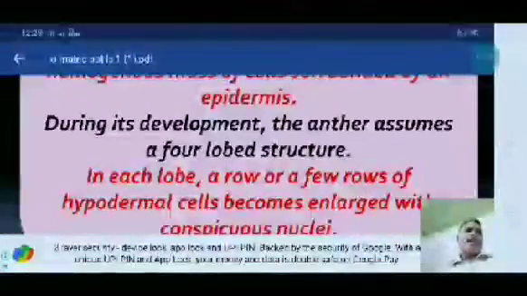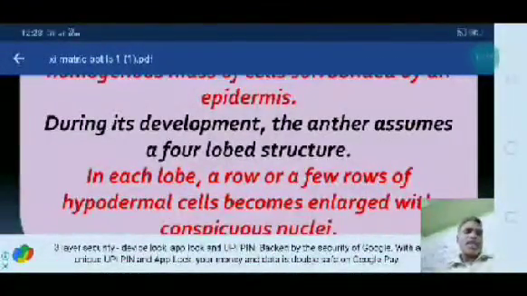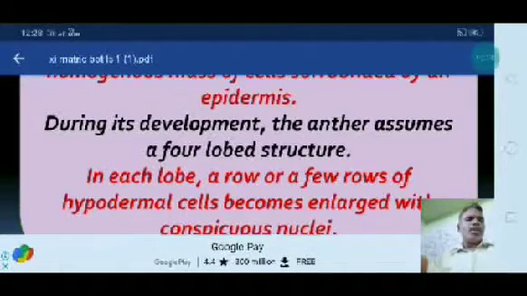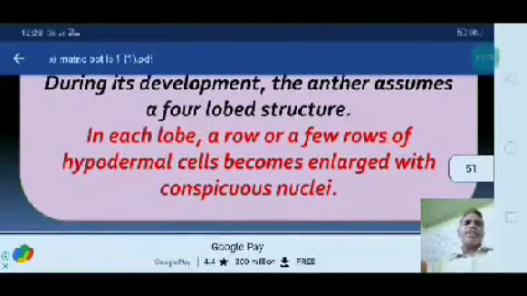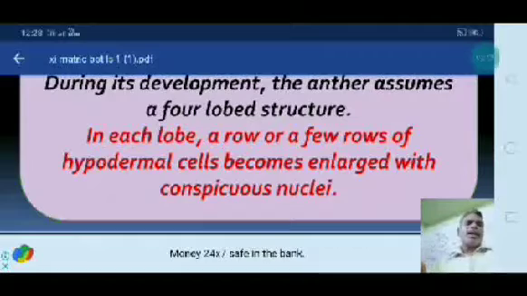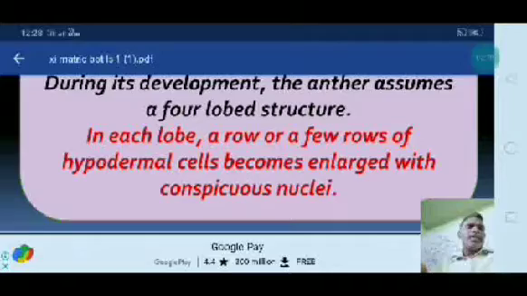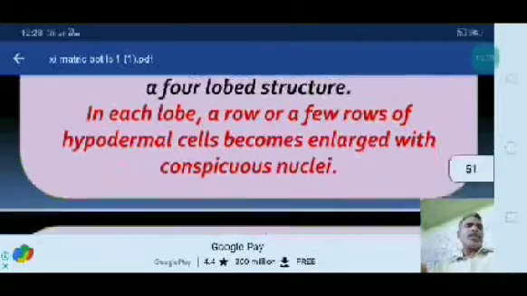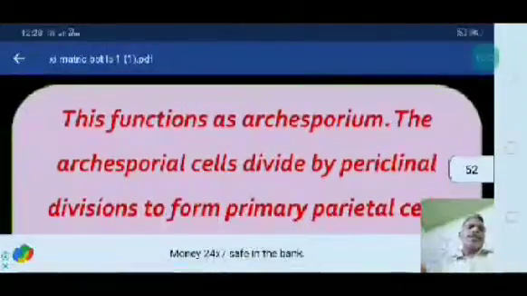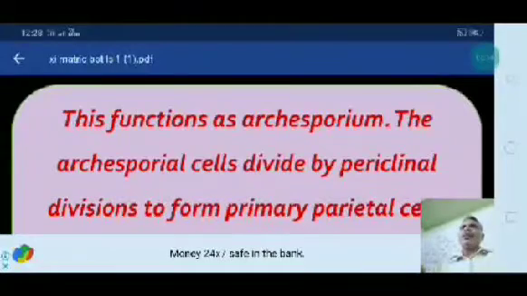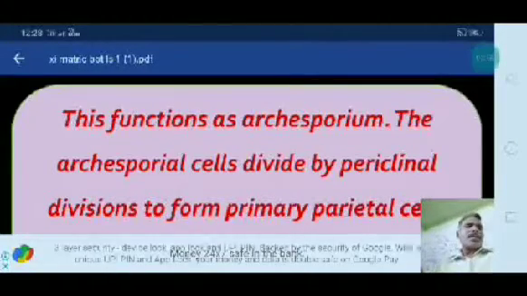During its development, the anther assumes a four-lobed structure. In each lobe, a row or a few rows of hypodermal cells become enlarged with a conspicuous nucleus. Hypo means below. Below the epidermal cells, some of the cells are enlarged and have a conspicuous nucleus. These cells function as the archisporium.